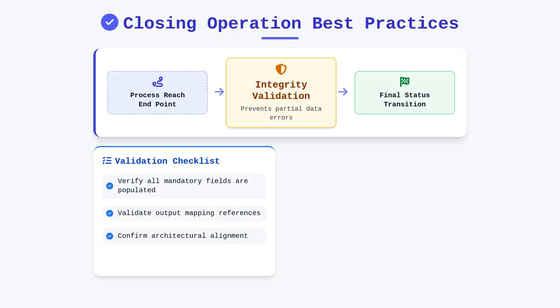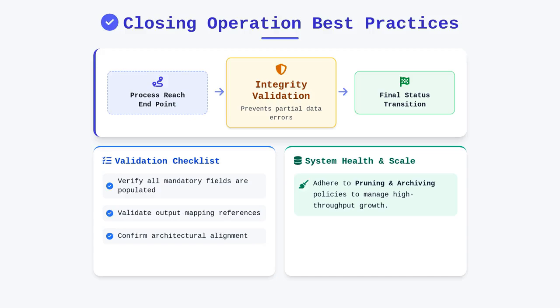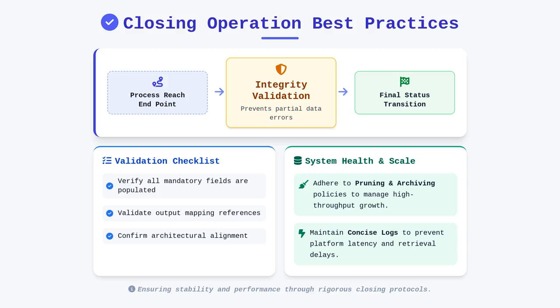Furthermore, you must consider your organization's database pruning and archiving policies, as the volume of work queue data can grow quite rapidly in high-throughput environments. By keeping your logs concise and relevant, you contribute to a healthy database state that prevents the platform from experiencing unnecessary latency during the retrieval or update of large work queues.